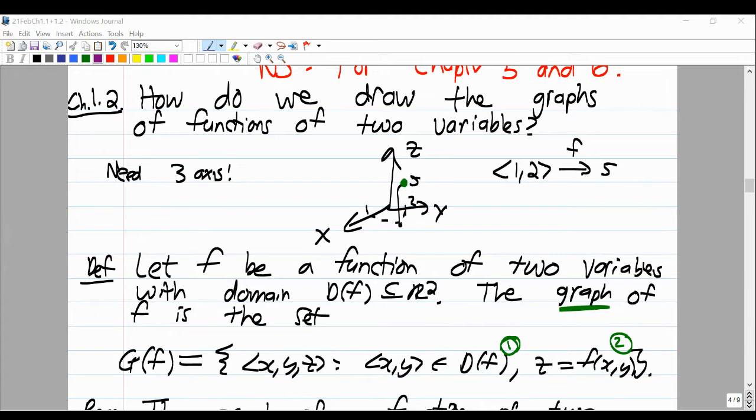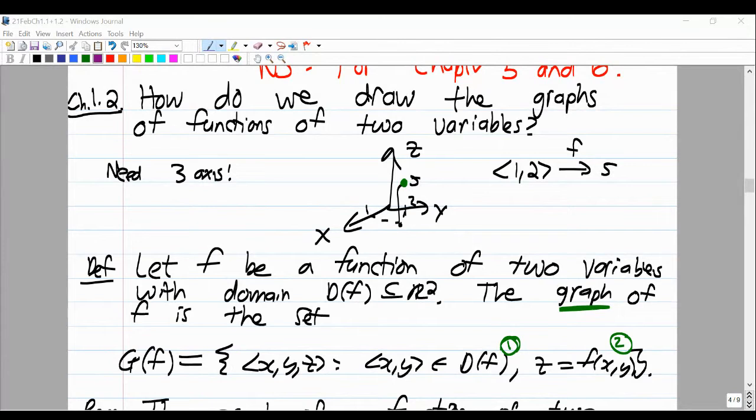So you can plug that 2D vector into f. And the third component is the value of f evaluated at (x, y). Give me a thumbs up or a smiley face if you're happy with this definition. So this is what we mean by the graph of a function of two variables. Very important.